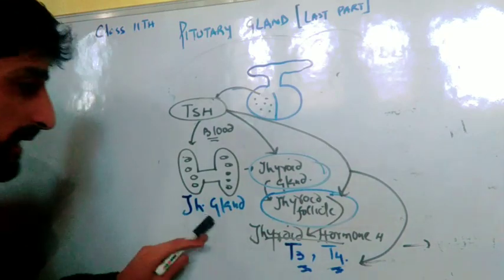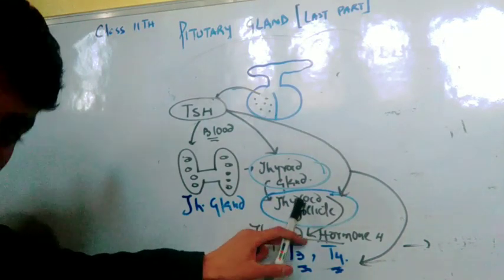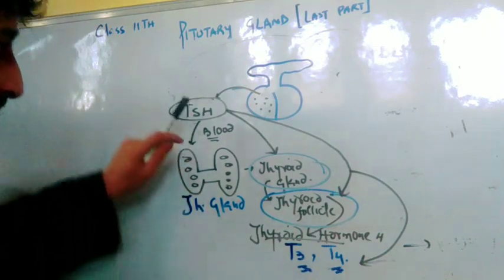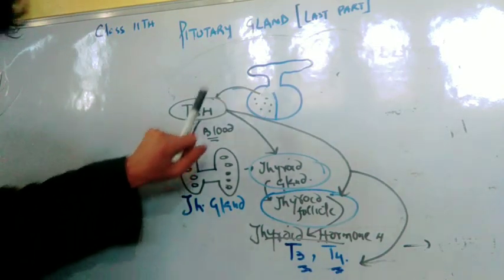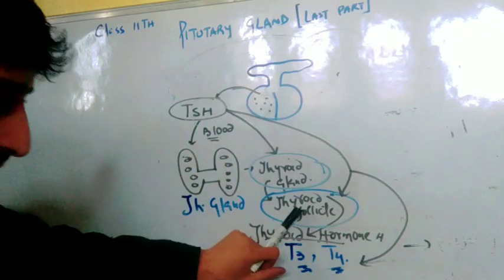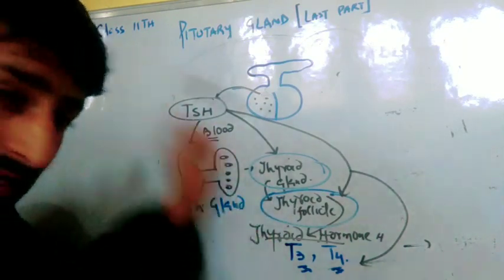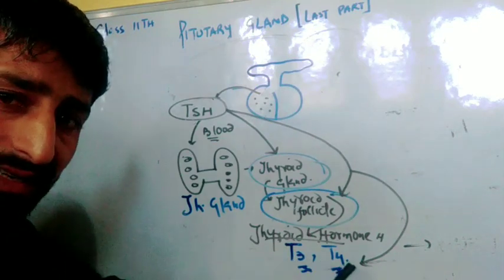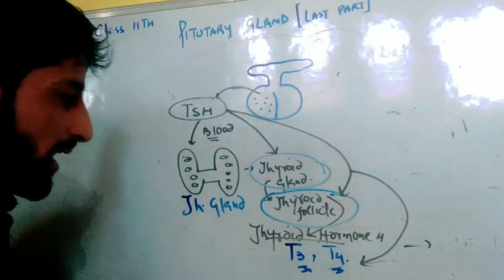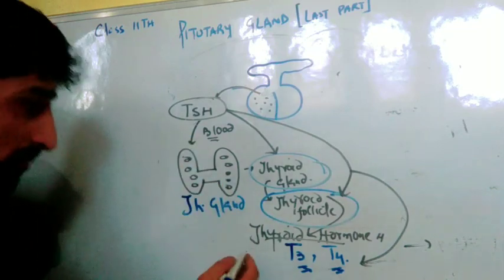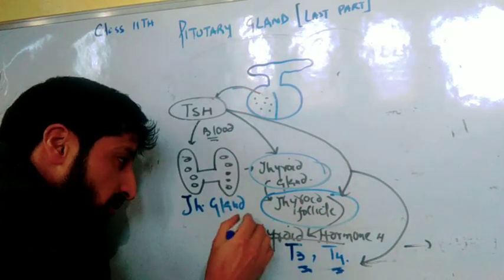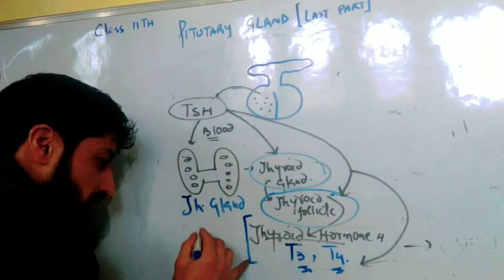Now this thyroid gland contains thyroid follicles. The work of thyroid follicles is to make thyroid hormones. Now I am saying that it is this thyroid stimulating hormone from the pituitary gland that actually stimulates the thyroid follicles, and then the thyroid follicles will produce two important types of hormones. The first is called T3 and the second is called T4. But for the formation of thyroid hormones, iodine is important.